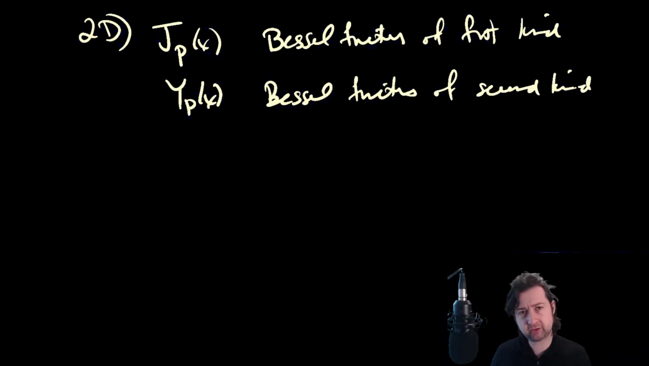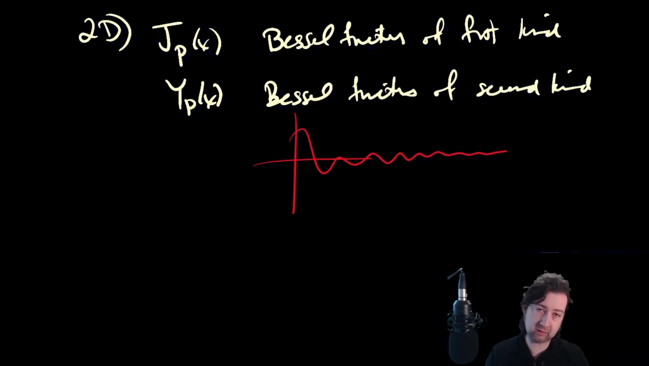And the Bessel functions of the first kind are the ones that we really care about usually. Those actually have behavior that the Legendre polynomials don't have. So the graph of a Bessel function of the first kind looks like this. It oscillates and then decreases in amplitude as time goes on.